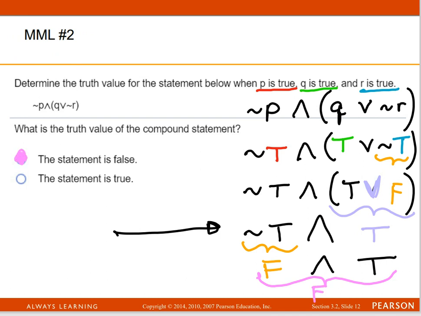Ooh. So for those of you that were thinking, well, all the statements started out true, doesn't the whole thing become true? Not necessarily. And this is an example of a false.